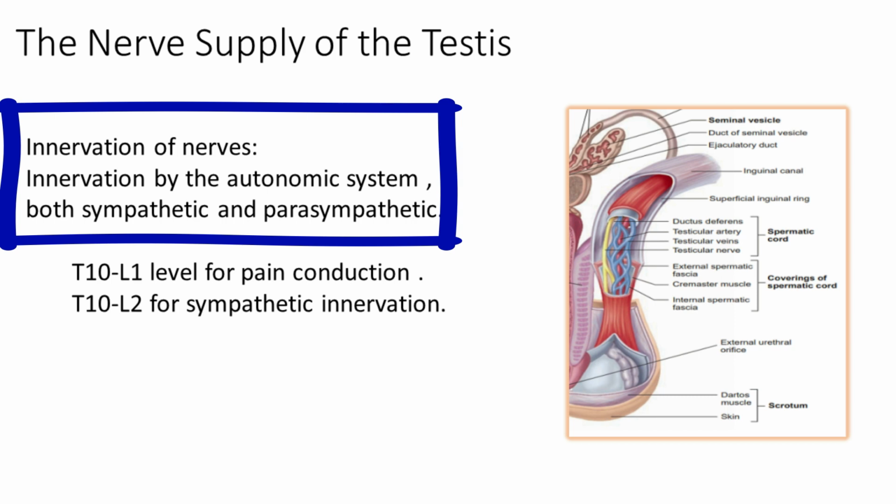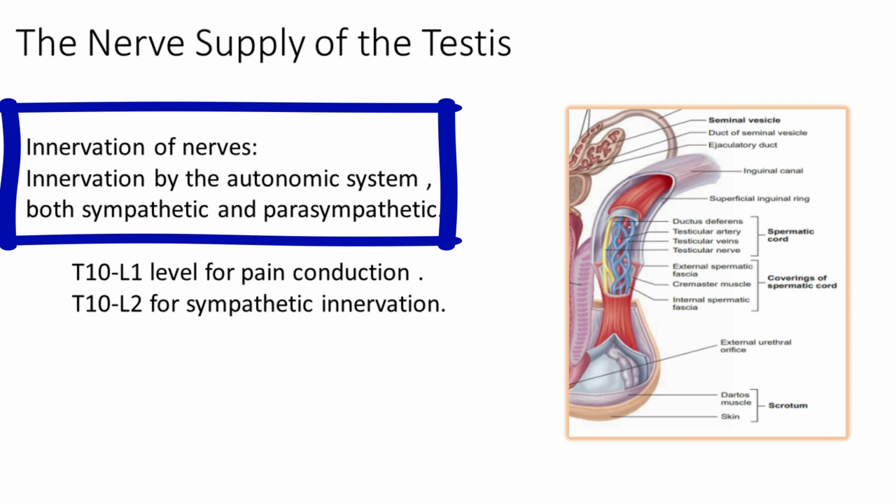Parasympathetic innervation of the testes is derived from the pelvic splanchnic nerves, specifically from the S2 to S4 level of the spinal cord. These parasympathetic fibers travel through the pelvic plexus and reach the testes. Parasympathetic stimulation is involved in the regulation of blood flow and erection.